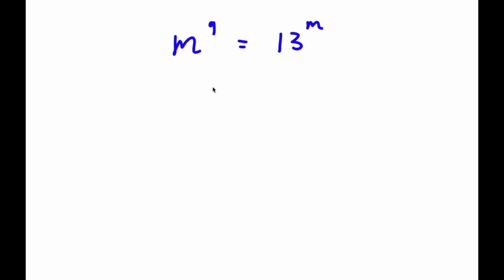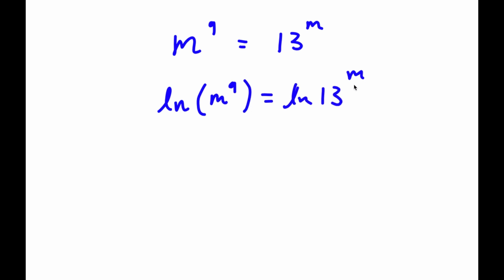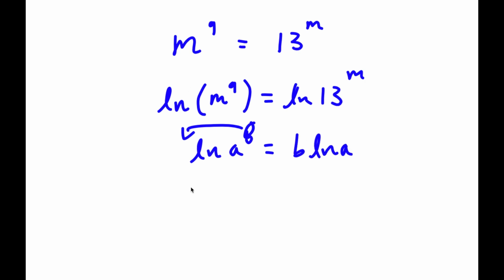Alright, so in this problem, I have m to the power of 9 is equal to 13 to the power of n. The first thing I'm going to do is take the natural log on both sides. So now I have ln of m to the power of 9 is equal to ln of 13 to the power of n. Now, if I have something in the form ln of a to the power of b, I can move this exponent b to the front. So this is going to equal b times ln a. So in this case, I have 9 times ln m is equal to n times ln 13.